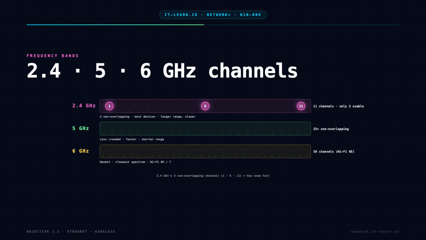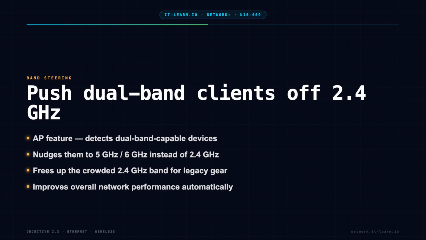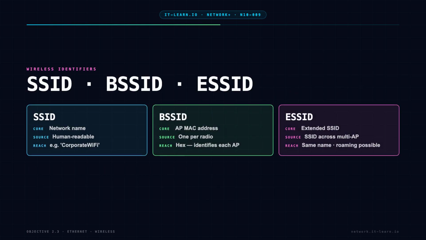The 2.4 GHz band offers longer range but slower speeds and only 3 non-overlapping channels: 1, 6, and 11. The 5 GHz band offers faster speeds but shorter range with many more non-overlapping channels. The 6 GHz band, available with Wi-Fi 6E, provides even more channels and is less congested. Band steering is a feature that encourages dual-band capable devices to connect to the 5 GHz or 6 GHz band instead of the more congested 2.4 GHz band. This improves overall network performance.